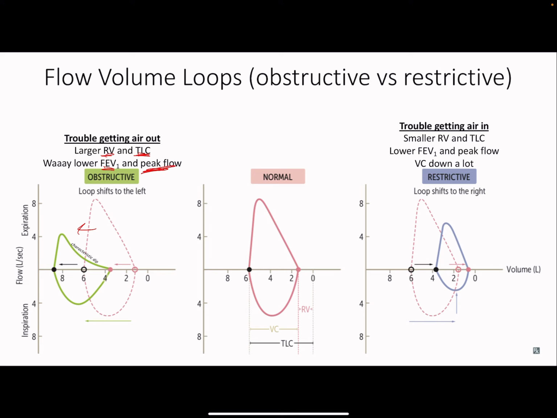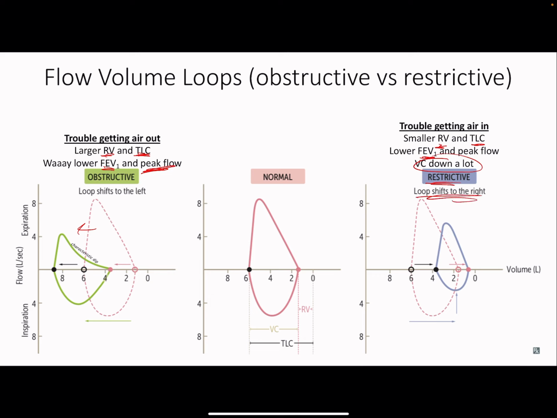Now looking at the restrictive, we have trouble getting air in. Getting air out is not as much of an issue. Maybe an issue, but not as much. We have smaller residual volume, smaller total lung capacity, and a smaller functional residual capacity. Notice we also do have a lower forced expiratory volume and a lower peak flow, but it's not as pronounced as with the obstructive. Importantly, the vital capacity is down significantly.